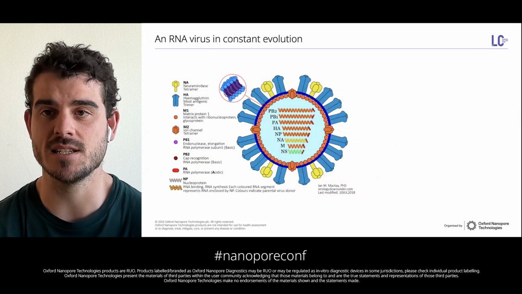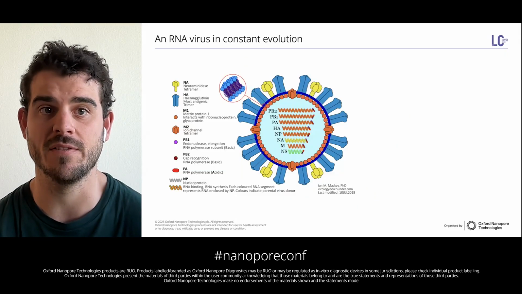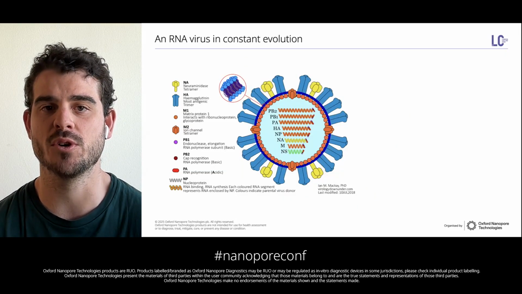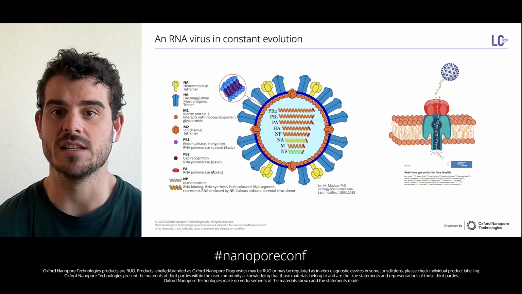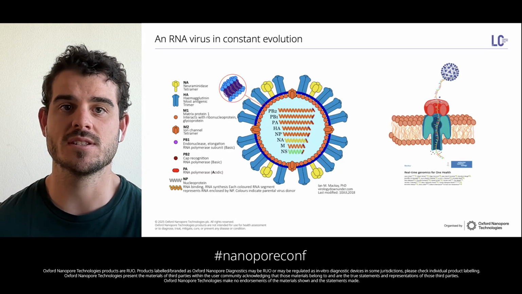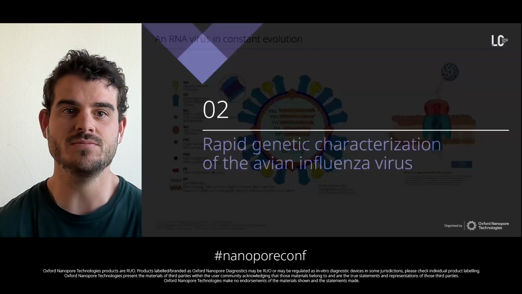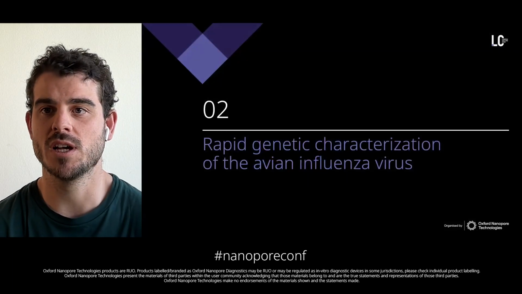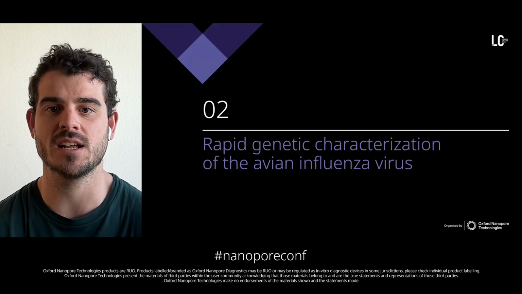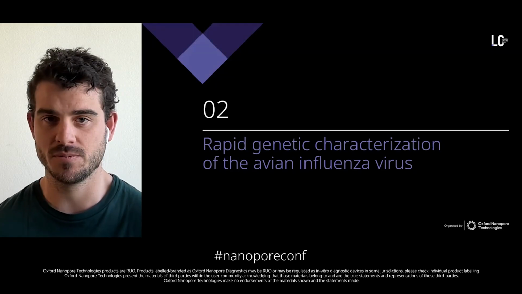This disease is caused by an RNA virus that is in constant evolution due to the error-prone polymerase. And this justifies the use of genomics for understanding this evolution. Now, I would like to show you how we use real-time genomics for rapid genetic characterization of this virus.